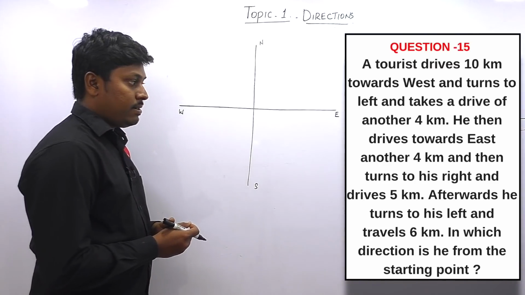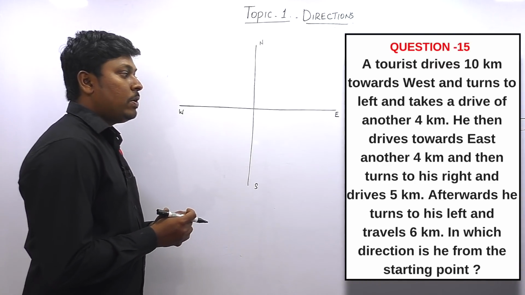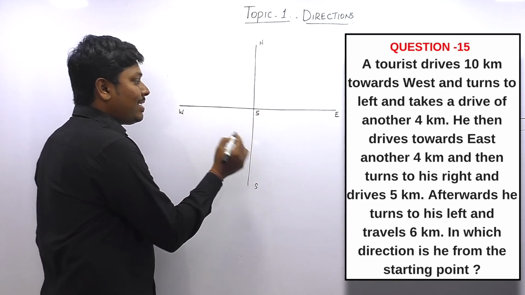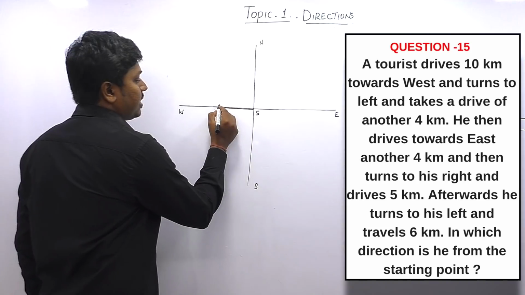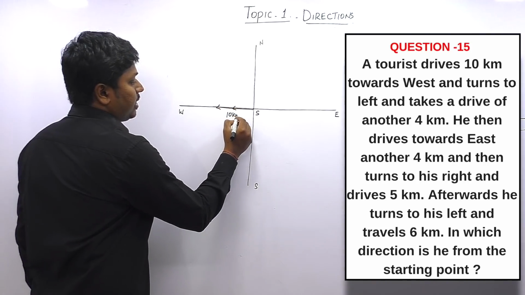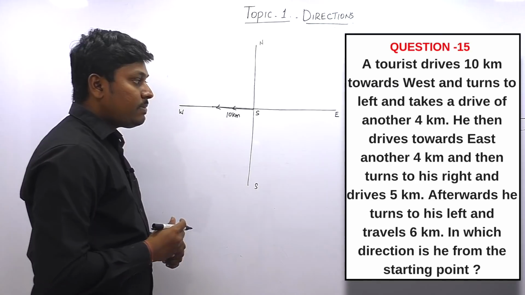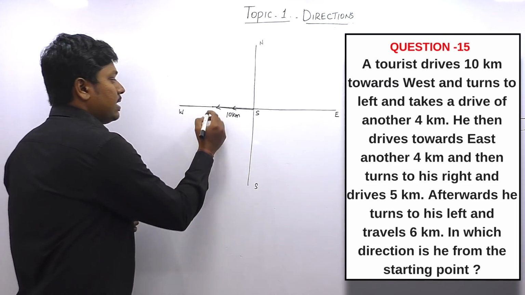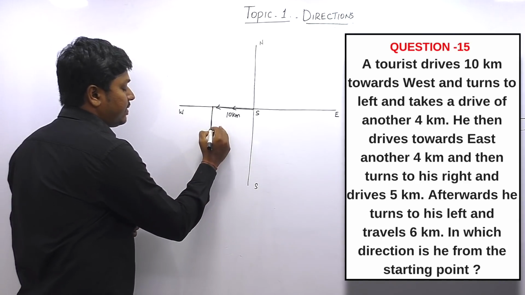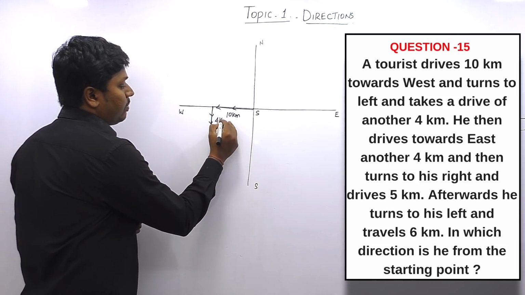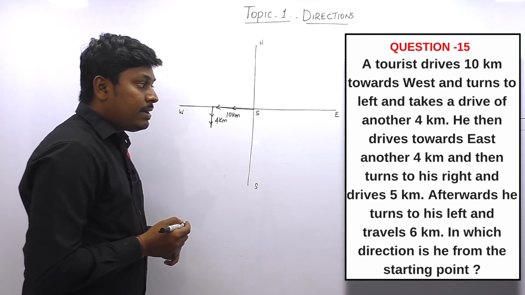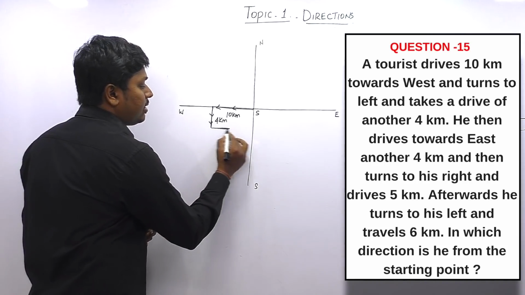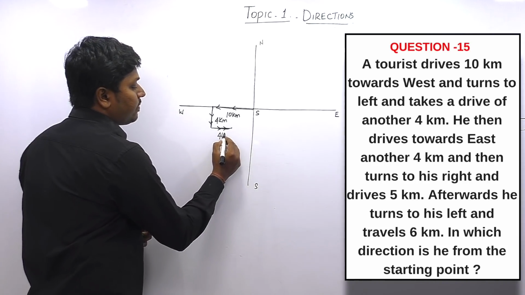Question number 15. A tourist drives 10 km towards west. So from the starting point, the tourist is driving 10 km towards west. So let me assume this is 10 kilometers, towards west. And turns to left and takes a drive of another 4 kilometers. So from this point, the driver takes a left turn and drives 4 kilometers. He then drives towards east another 4 kilometers. So the eastern side will be this side and he is driving another 4 kilometers towards the east.